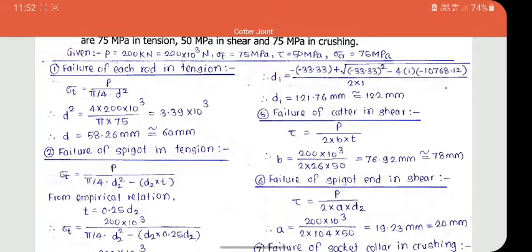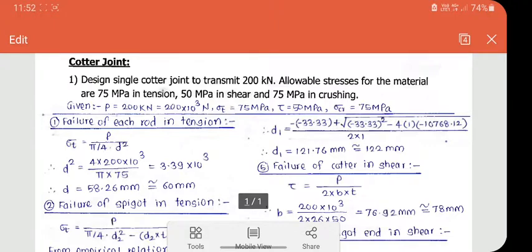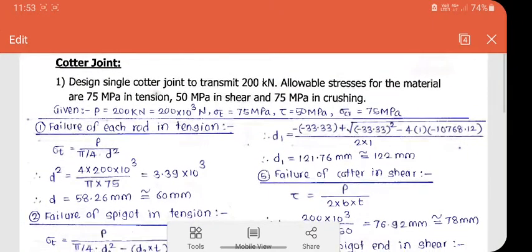Okay, so in this video we will see the example on quarter joint. So the question is, design single quarter joint to transmit 200 kilonewton. Allowable stresses for the material are 75 megapascal in tension, 50 megapascal in shear and 75 megapascal in crushing. So first see the given data.